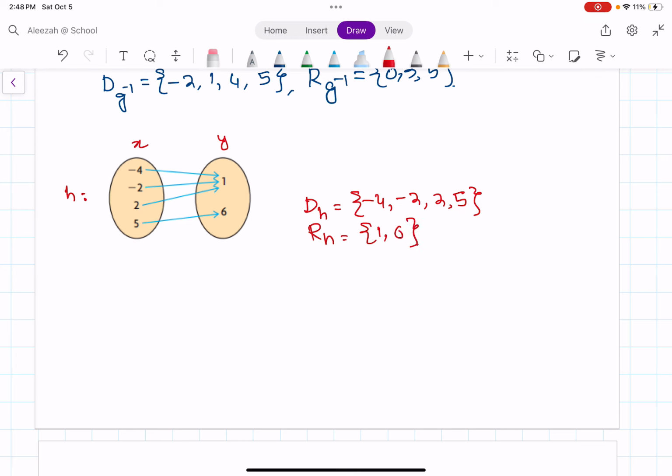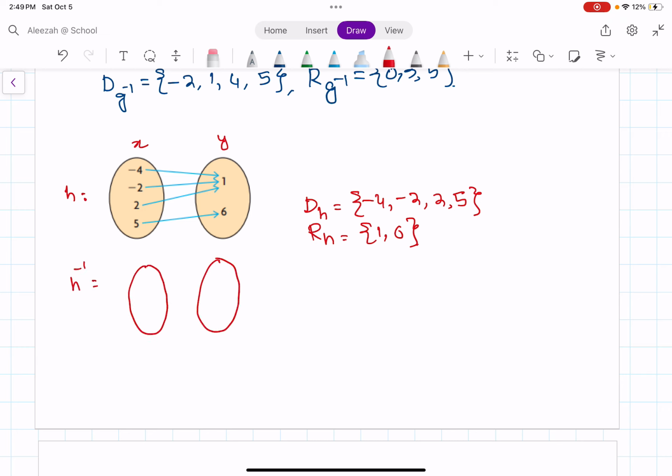But now if I have to check whether it represents a function, so here I can see that each x value has a different y value. One x value is not related to two different y values, so it means it's a function. And if I have to find the inverse, I will do h inverse and I will draw it again.